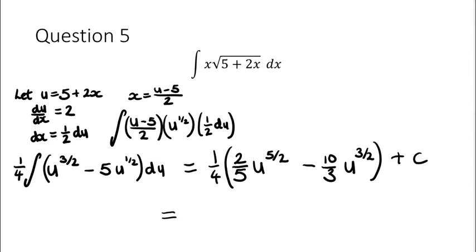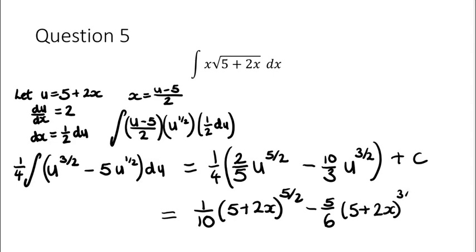And then finally, we just need to remember that we don't want to leave it in terms of u. So let's sub our u back in. So sub in that 5 plus 2x back in. And I'm also going to multiply by the quarter here as well. So a quarter times 2 over 5 is 1 over 10. And replace the u with 5 plus 2x. Times the quarter and the 10 over 3 together. And yet again, put the u equals 5 plus 2x back in there as well.